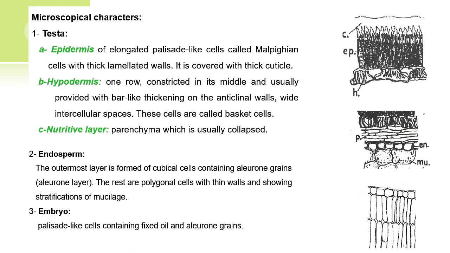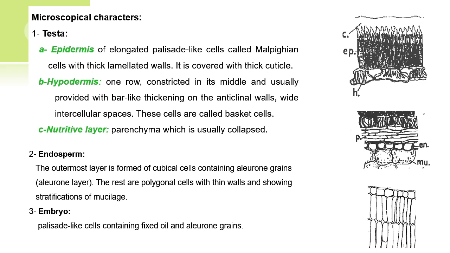Microscopical study of the seed shows the testa consists of epidermis, hypodermis, and nutritive layer or hyaline layer. The epidermis consists of elongated palisade-like cells with thick lamellated walls covered with thick cuticle. These cells are known as Malpighian cells.